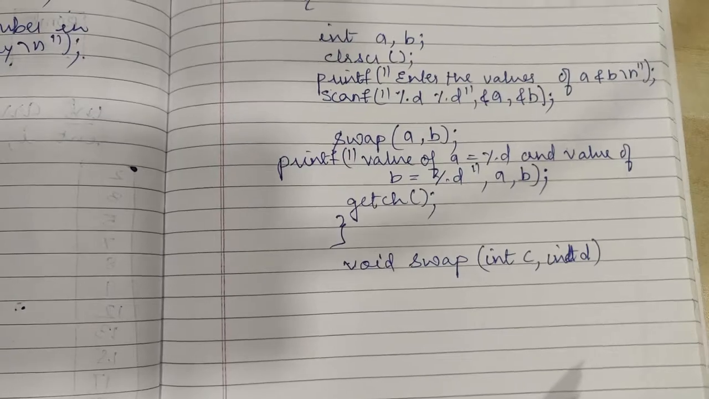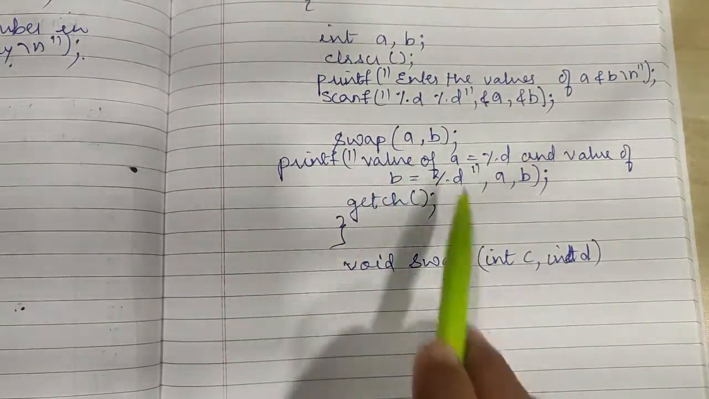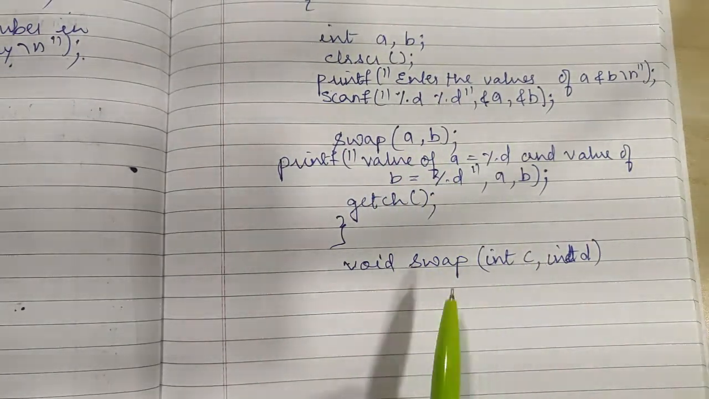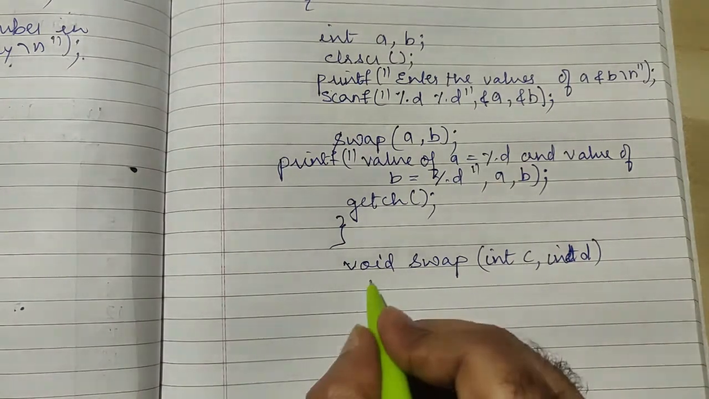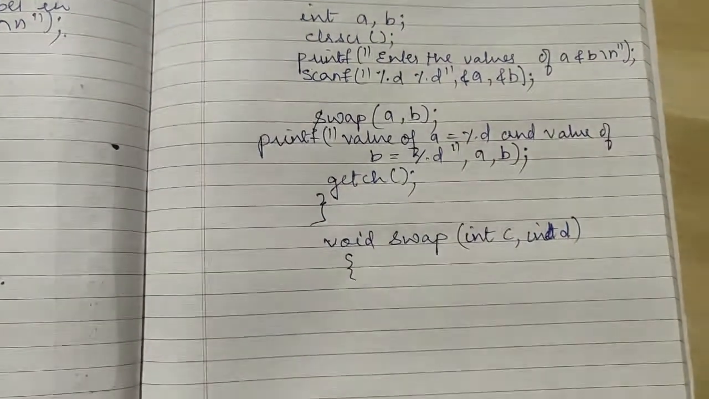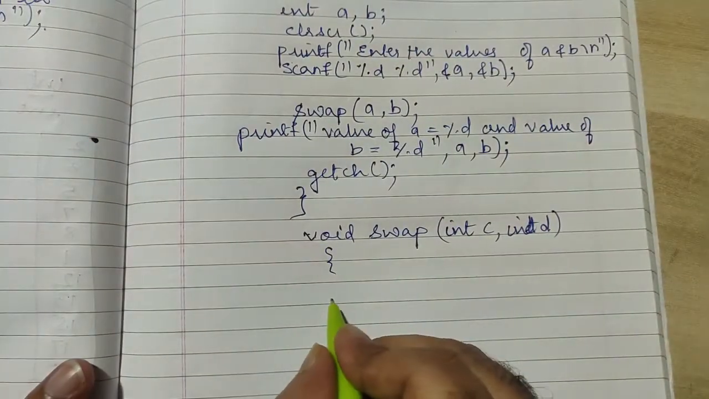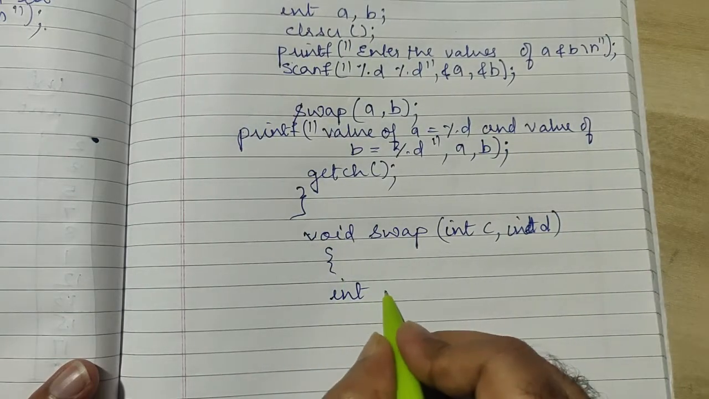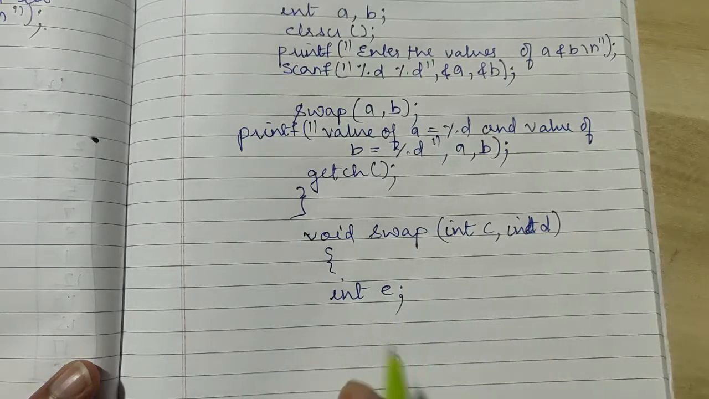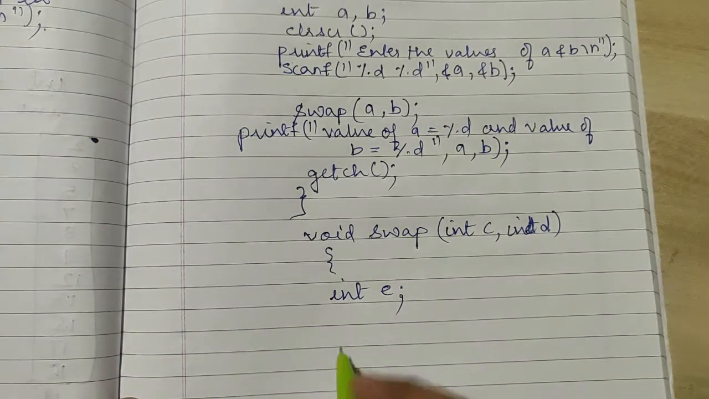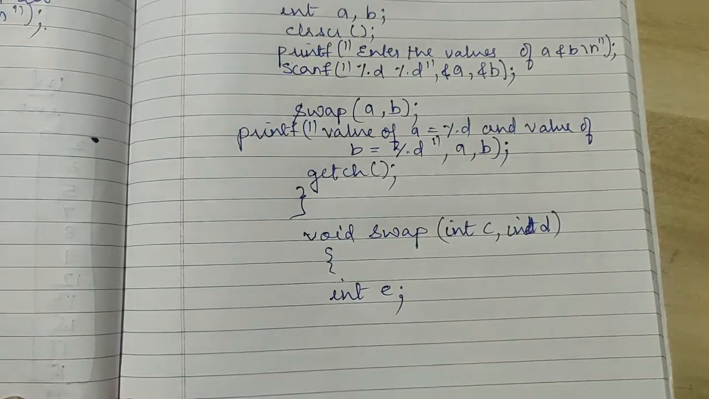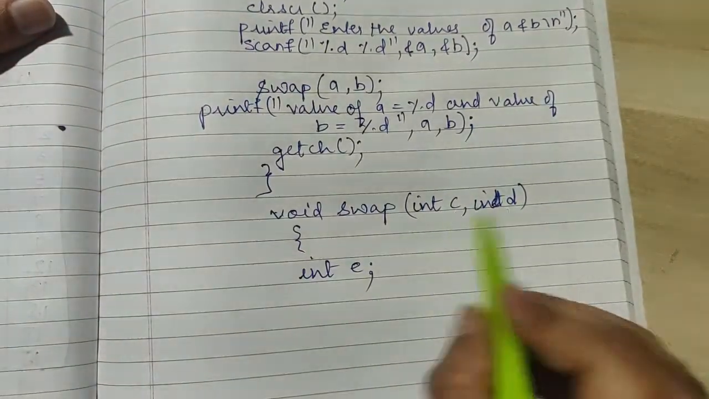Now, because the program is to send two values to this user defined function and swap them, I'm going to start the definition of this function. Over here, I'll be declaring one more variable, that is to temporarily hold the value. So that is E. And now let me quickly use my logic to swap the values of C and D.